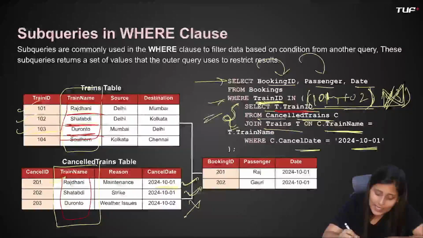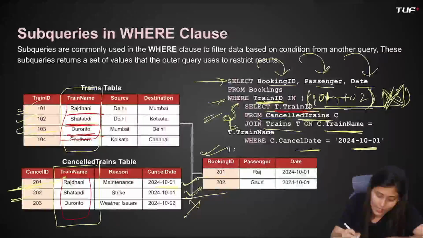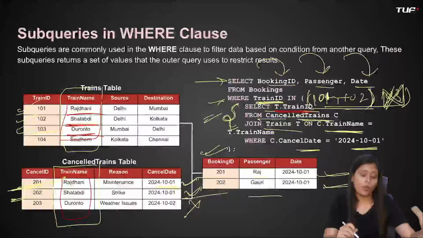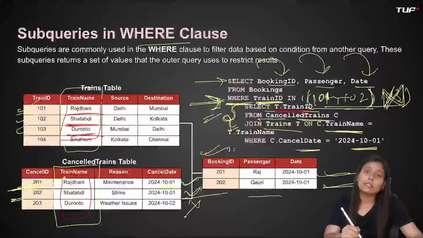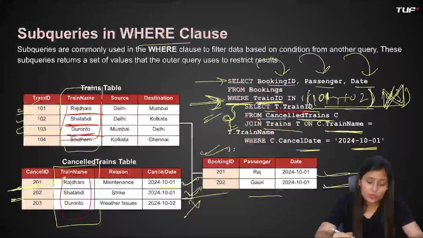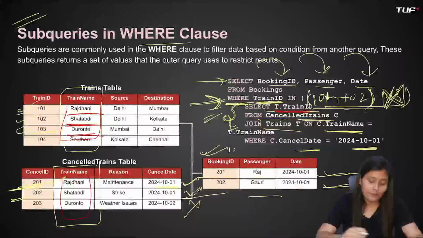And then for those we will select booking ID, passenger and date. For 101 and 102 you can see the booking IDs will be 201 and 202. The passenger names will be Raj and Gauri and the date will be the same. So that's how we do it. With the where clause we have used the subquery. That's how inside the where clause also we can apply the subquery.